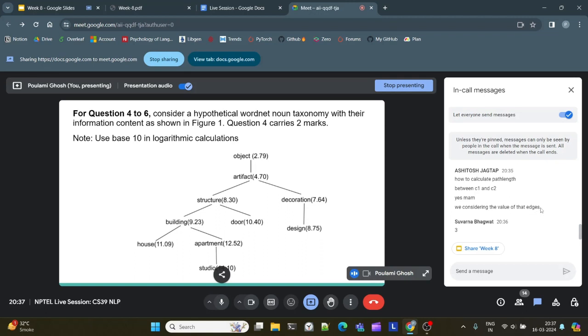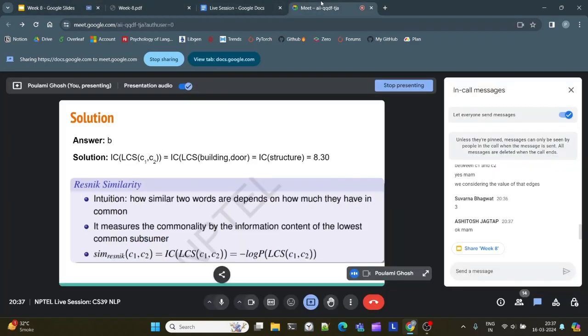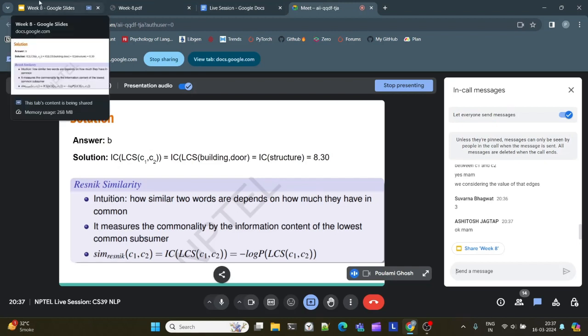We are considering the number of the edges, not the value of the edges. The edges don't have value. They're unweighted edges here. Hope it's clear. Any doubt? I think we can go on to the next problem.